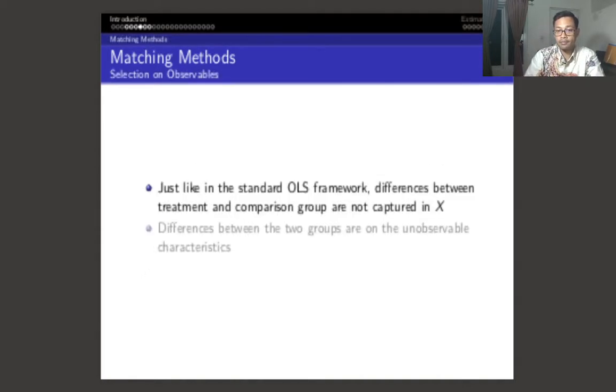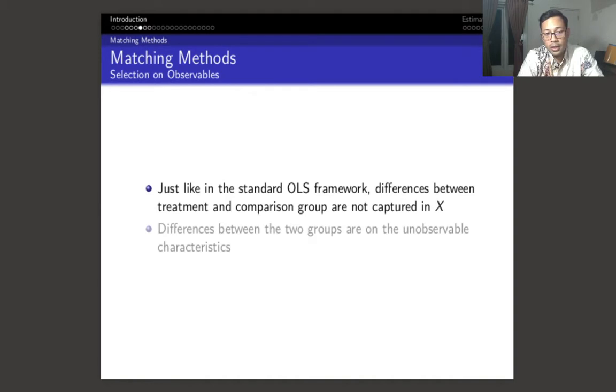Okay. So again, just like in the standard OLS framework, differences between the treatment and the comparison group are not going to be captured in X. And so differences between the two groups are on the unobservable characteristics.